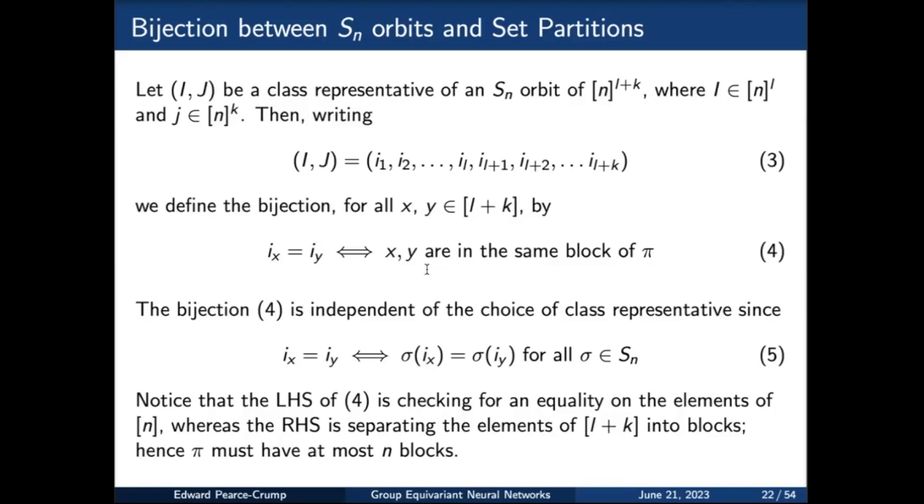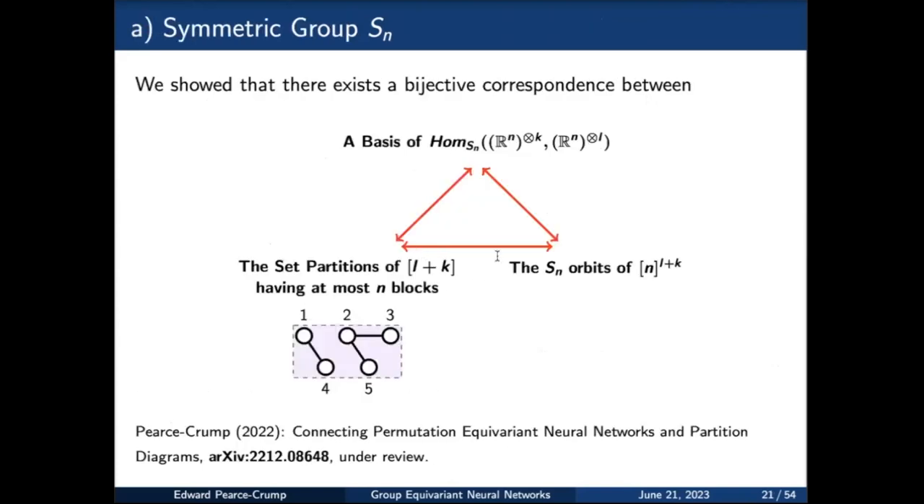There are a few things to check. The first thing, of course, is that it's independent of the choice of class representative, which is clear. If two things are the same in our tuple and we act on it with S_N, we're going to get two other things that are the same, and vice versa, of course. Notice specifically as well that on the left-hand side, we're checking for equality on the elements of 1 to N. Those are the only possible values in our tuple. On the right-hand side, we're separating the indices into blocks. And so there must be at most N blocks of this set partition of 1 to L plus K. And that gets you this bottom bijection here.